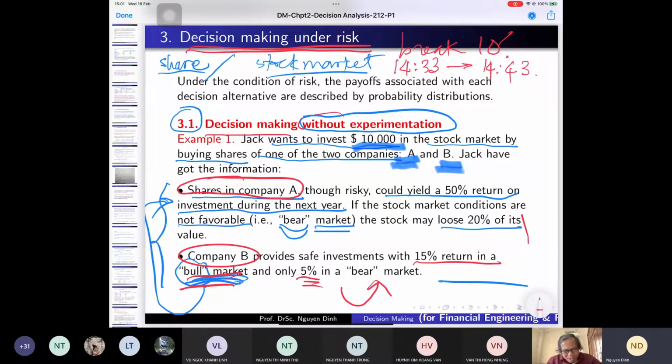Nguyễn Thị Anh Thư, what do you say? You say that you choose B. Is that right? Yes, sir. Okay, that is one idea. We will see that on the next page.